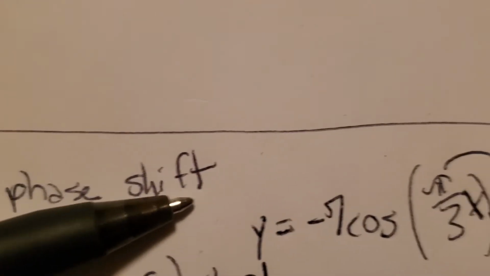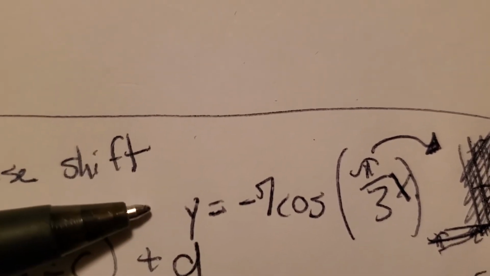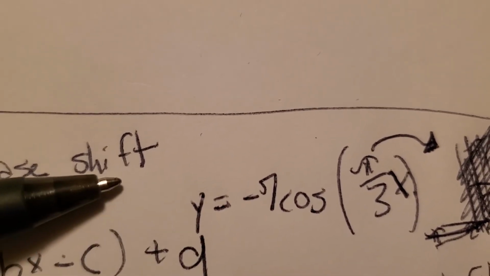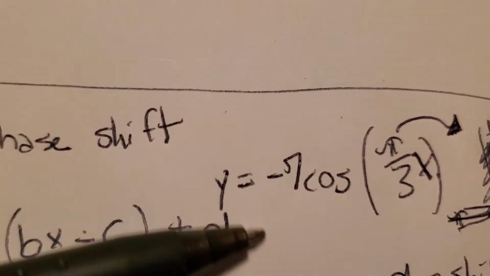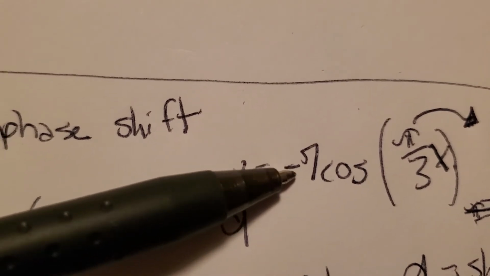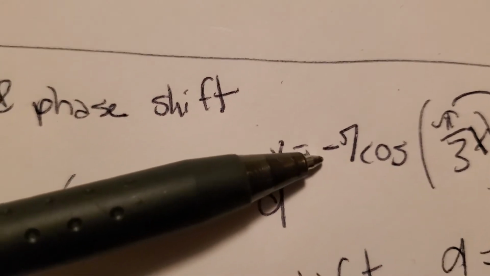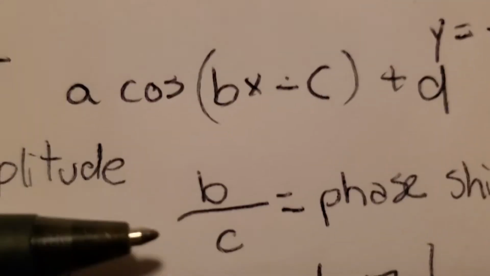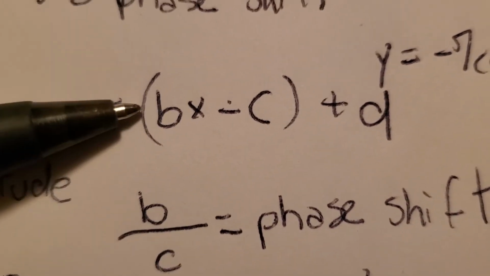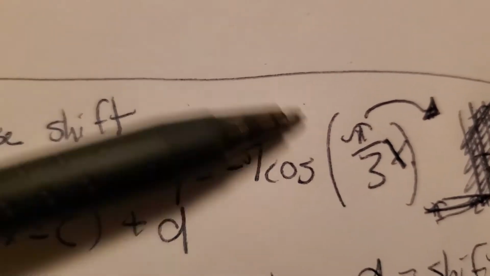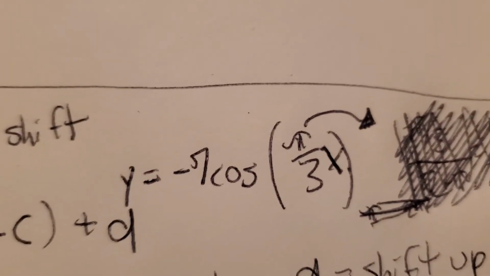Because there's a -7 here, you disregard the negative, because the negative will determine if you flip the equation off of the x-axis. So you're going to flip the equation, and then you see that the amplitude is going to be 7. Then from here, you're going to take B divided by C, and that's going to be your phase shift. Since there is no C here, you are not going to have a phase shift in this equation.